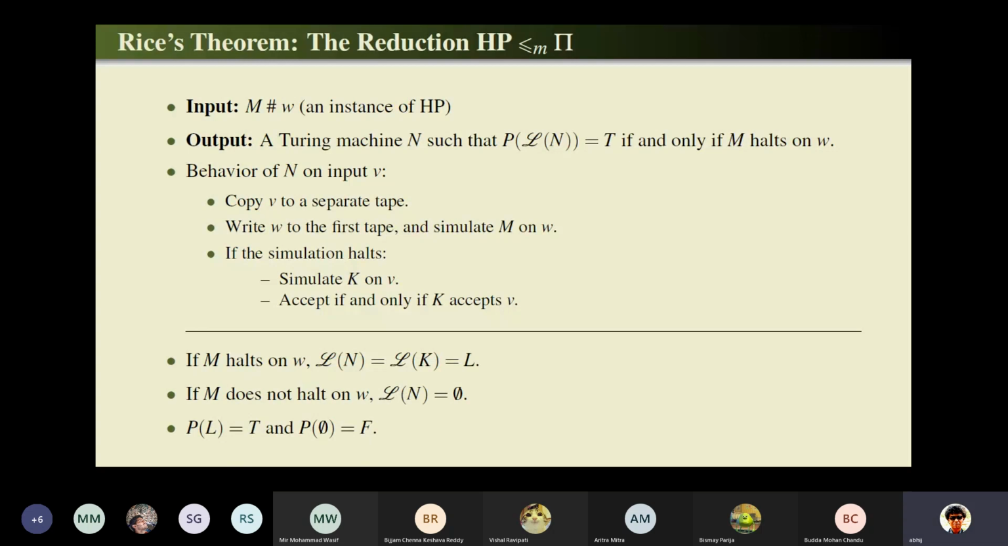For the semi-decidability proof, this is not good. Okay. It has to be different. So that's it. That's the proof.